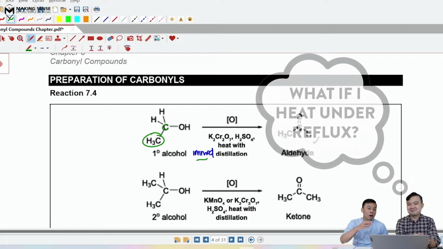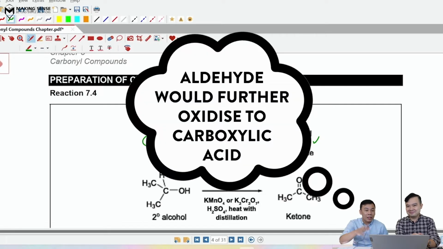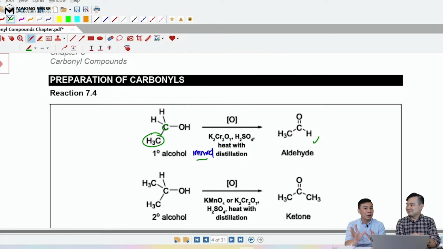The primary alcohol will be oxidized to the aldehyde, which will be further oxidized into a carboxylic acid. So you cannot stop the oxidation process halfway and say, hey, I want the aldehyde. It doesn't work that way. If you don't do distillation, you will not be able to isolate the aldehyde compound.